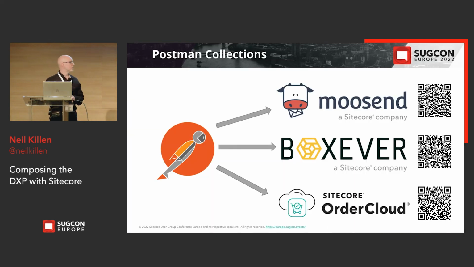Also, I've created some Postman Collections for Moosend. These are really helpful when you're working with the REST APIs. There's also one I created for BoxEver. These didn't exist. Moosend use OpenAPI, so I converted that to a Postman collection. OrderCloud has a really good Postman collection and some training information on how to use it. So if you click that QR code for the OrderCloud one, you can import that into your Postman.